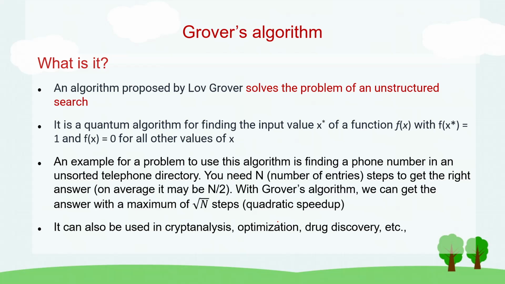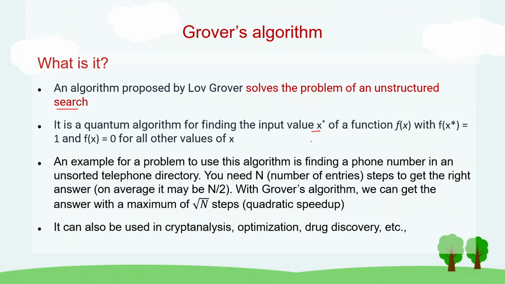So what is Grover's magic? It's an algorithm proposed by Lov Grover, an Indian American computer scientist. He solved the problem of unstructured search in an efficient way. Okay, so it's also possible to do in the classical way, but he did it faster than that. It's a quantum algorithm for finding an input.